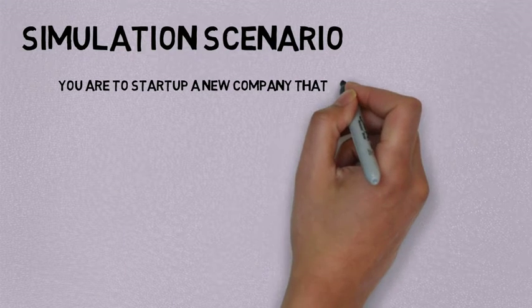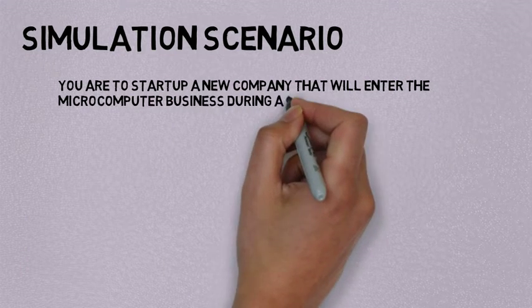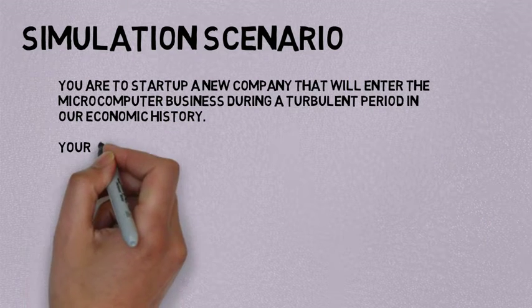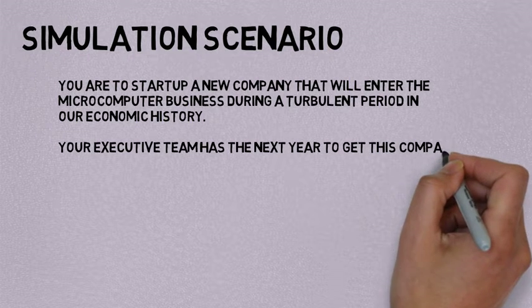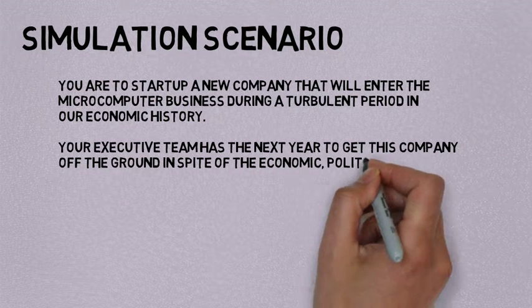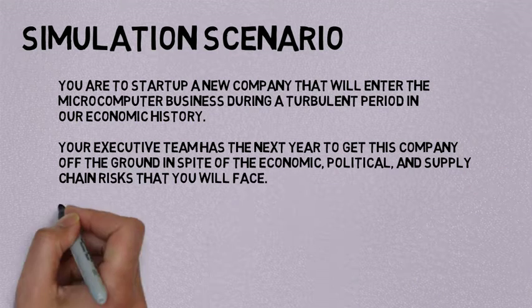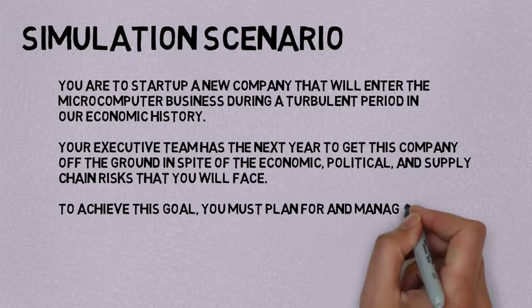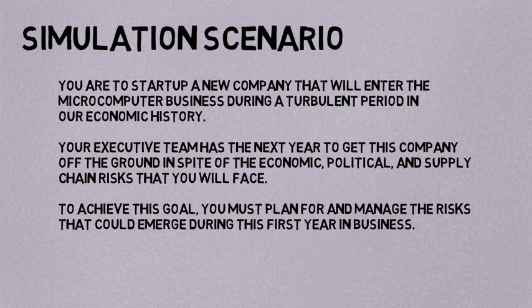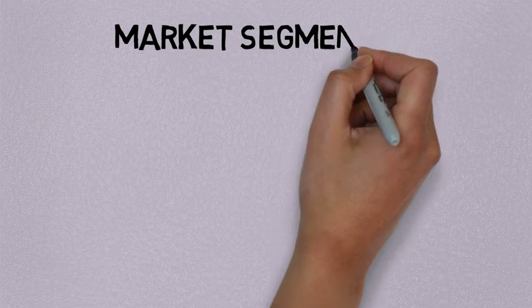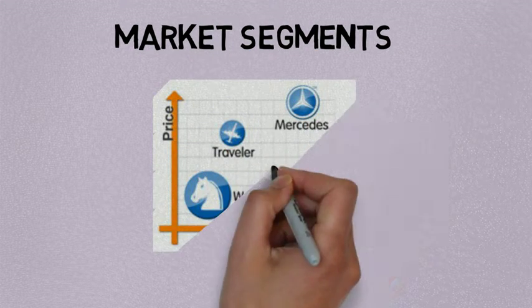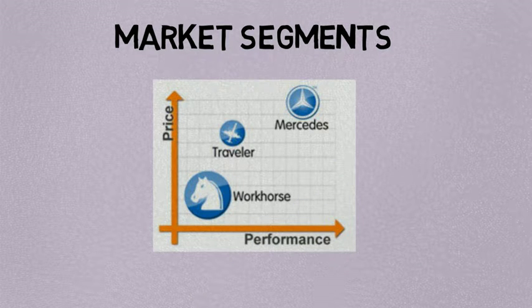The simulation scenario is this. You are to start up a new company that will enter the microcomputer business during a turbulent period in our economic history. Your executive team has the next year to get this company off the ground in spite of economic, political, and supply chain risks that you will face. To achieve this goal, you must plan for and manage the risks that could emerge during this first year in business. Keep in mind there are 3 market segments: Mercedes, which are high price, high performance; Workhorse, which is low price and low performance; and Traveler, which is mid price and mid performance. You can choose to be either a reseller or a supplier.